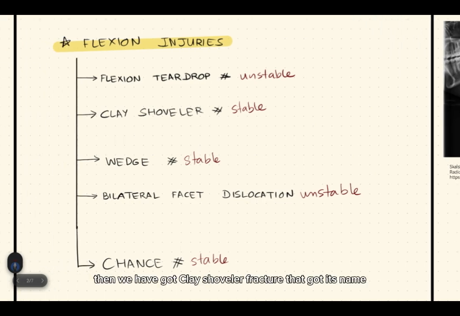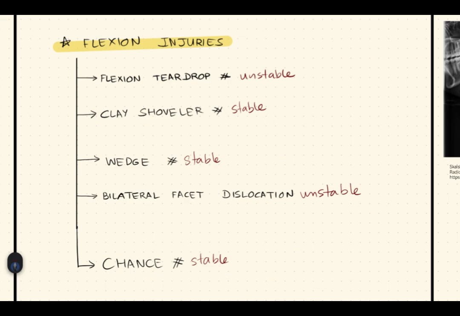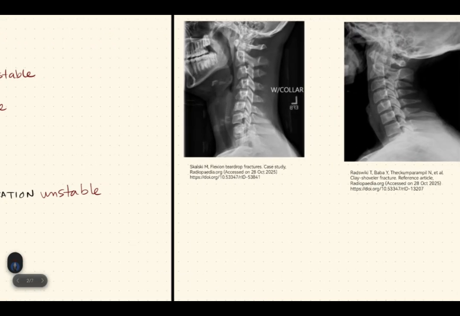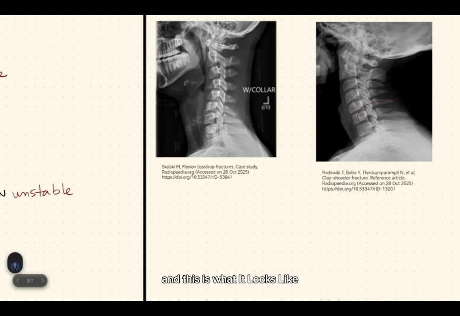Then we have got clay shoveler fracture that got its name after it was mostly observed in clay miners, where the head and neck would have a significant flexion force when a clay miner is tossing a heavy slab of clay. Now it is considered a stable fracture, and this is what it looks like. So we can see it in the spinous process.